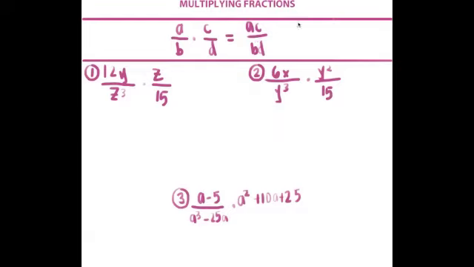Again, remember, canceling means there has to be a top and bottom, okay? So to cancel, it has to be a top and bottom combination. It can't be top, top, or bottom, bottom. It has to be top and bottom, okay?